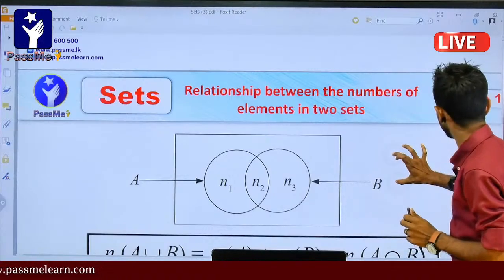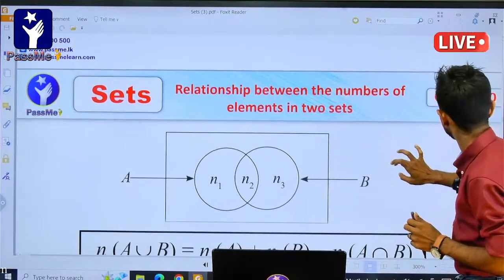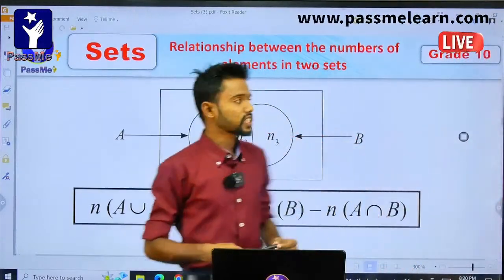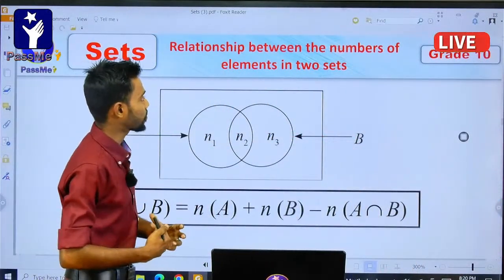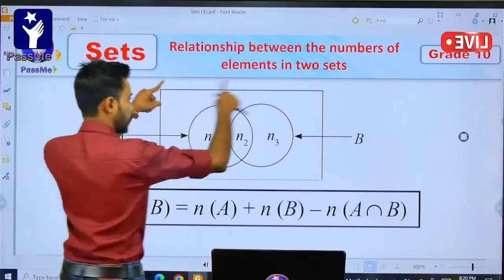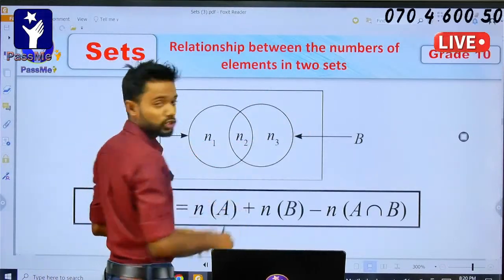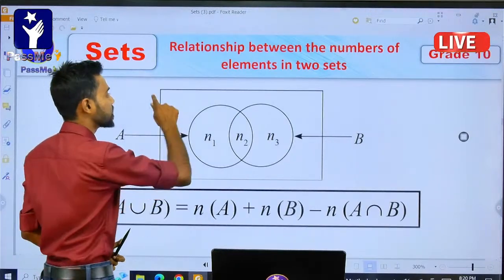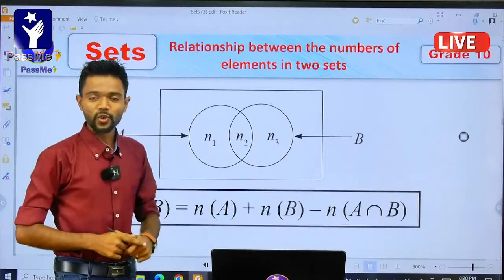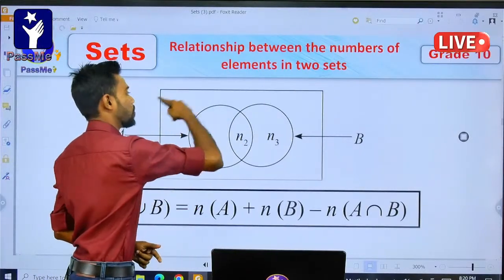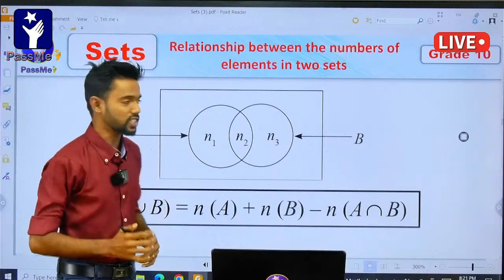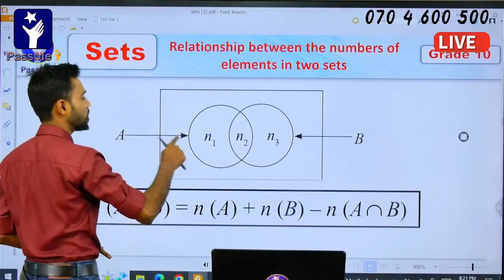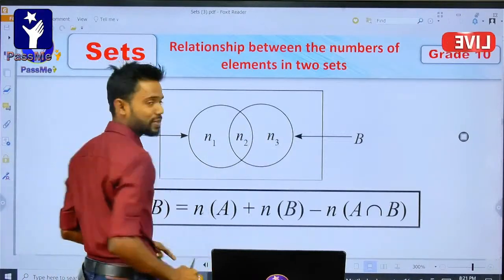I think you can see my screen. Now today we are going to discuss the relationship between the number of elements in two sets. You can see we call this rectangle the universal set, because all the elements relevant to this example are included in this box. So we denote this rectangular box as universal. Inside this universal you have two subsets. The first one is capital A, another one is capital B.